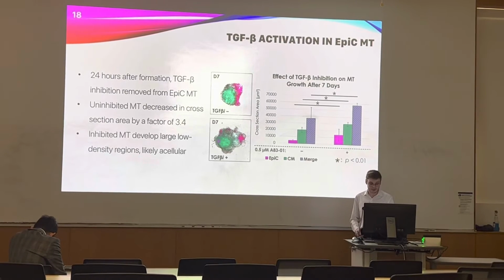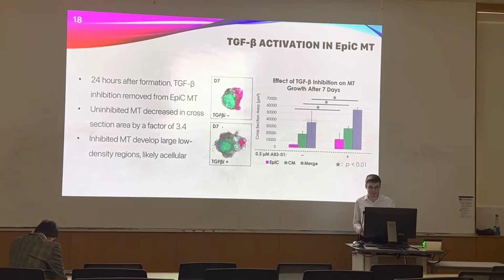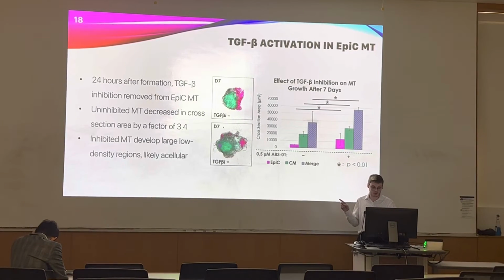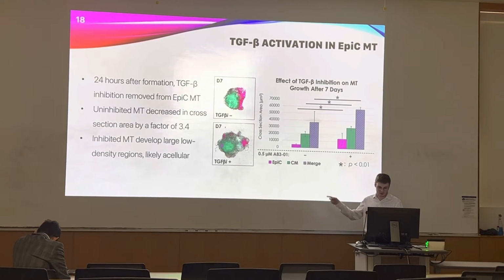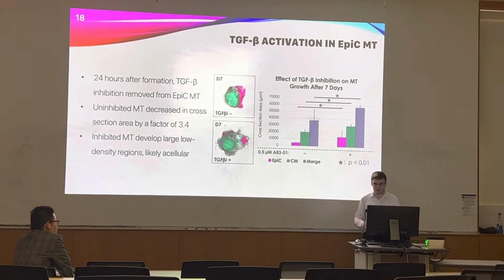The result is a pretty striking difference in morphology, with the inhibited tissues developing many of the large acellular structures I talked about earlier. I haven't been able to run histology on the merged tissues yet, but I think those gaps are what you're seeing in the lighter regions there. In general, we found that the uninhibited tissues were more compact and smaller by day 7.